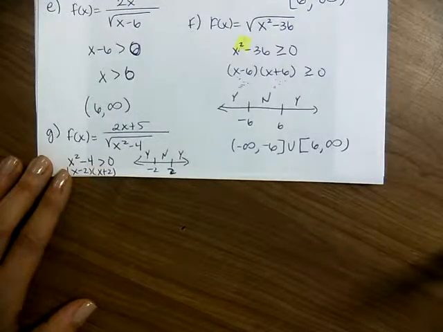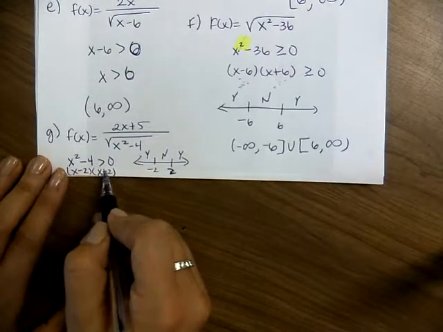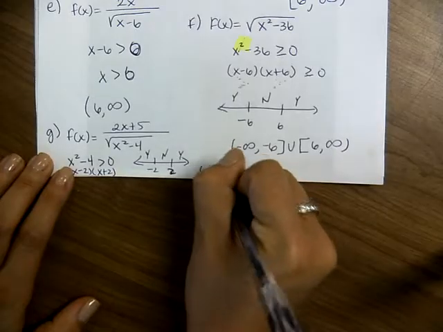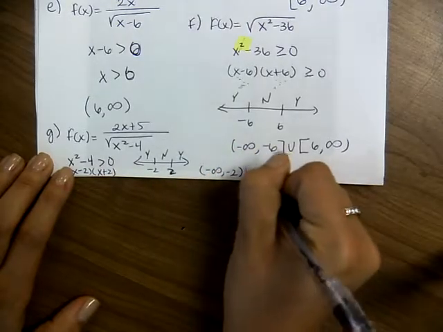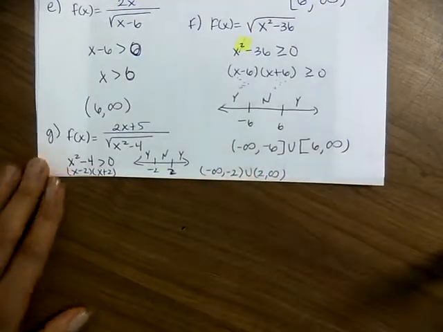When I write my answer now, am I going to use parentheses or brackets? Parentheses, okay, because it cannot equal 0 any longer. So negative infinity to negative 2 in union with 2 to infinity.